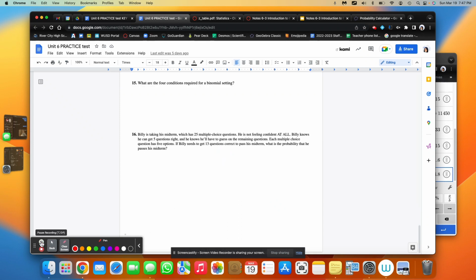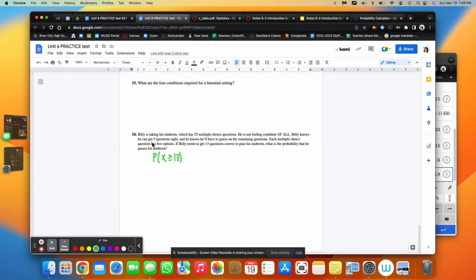All right, and here's the last problem. It says Billy is taking his midterm, which has 25 multiple choice questions. He's not feeling confident at all. Billy knows he can get 5 questions right, and he has to guess on the remaining questions. Each multiple choice question has 5 options. If he needs to get 13 questions correct to pass his midterm, what's the probability that he passes his midterm? He can get greater than or equal to 13 questions correct to pass.